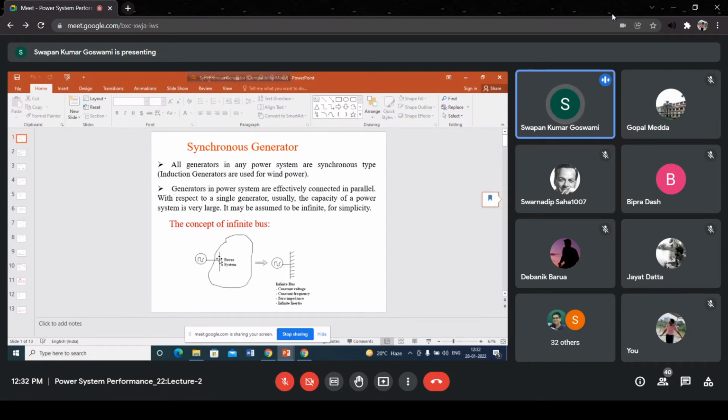Since it is a constant voltage source, last year in the circuit theory classes you have studied about constant voltage sources. What is the property of a constant voltage source? Can anybody tell me?